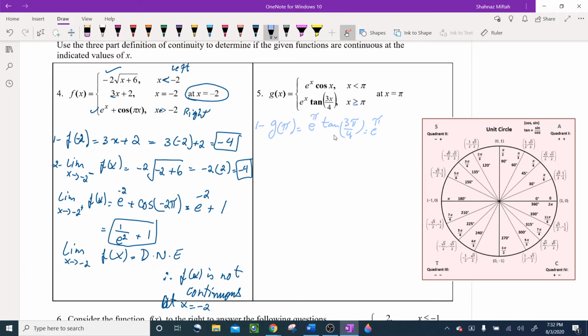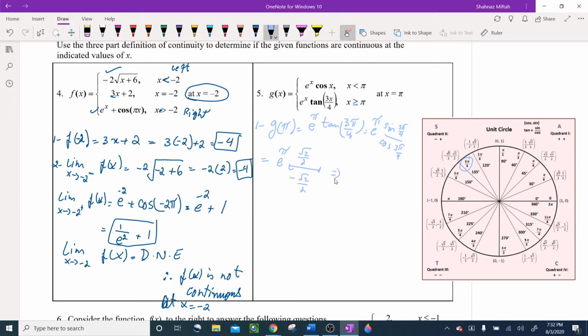Since we don't have tangent on the unit circle, we are going to use sine over cosine. So I'm going to use sine 3 pi over 4 over cosine 3 pi over 4. Now let's figure it out. Equal e pi is going to stay as e pi. Sine 3 pi over 4. Where is 3 pi over 4? This is 3 pi over 4. The sine is a y value, so square root 2 over 2. Divide by cosine 3 pi over 4, which is negative square root 2 over 2.